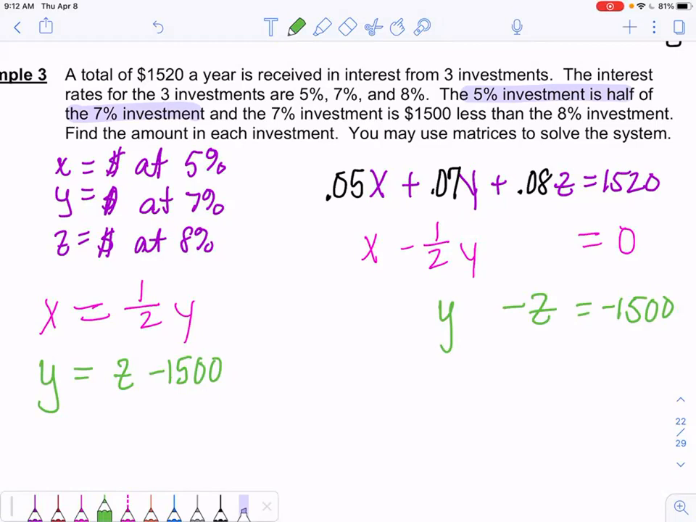Why would you have Z minus 1,500? I thought it was Y minus 1,500. It says the 7% is less than that of the Z. Right. So let's say, don't make it less. So if you say Z is 2,000, your Y has to be 1,500 less than that. So the Y has to be smaller than the Z. If it was the other way around, then your Y is going to be more than the Z.